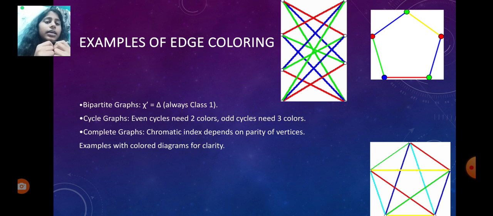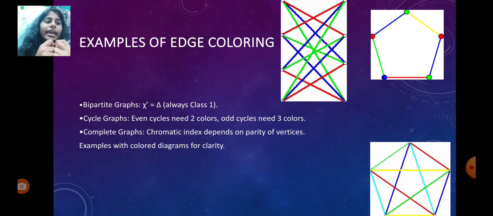Complete graph. A graph is called a complete graph if each vertex is connected to every other vertex. So that is known as a complete graph. The chromatic index depends on the parity of the vertices. Below, on the right side, we can see a complete graph where each vertex is connected to every other vertex.